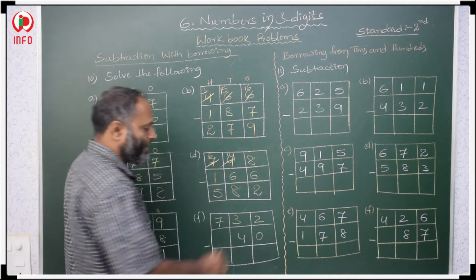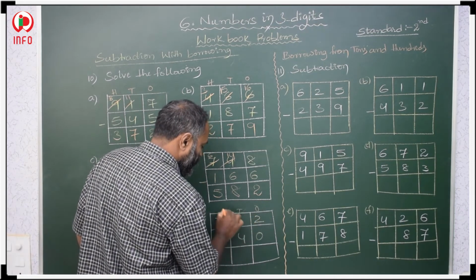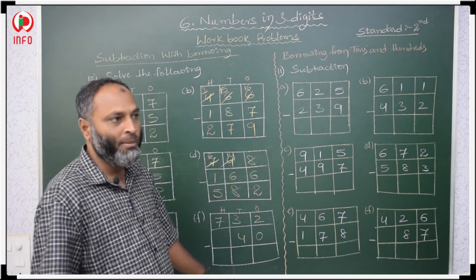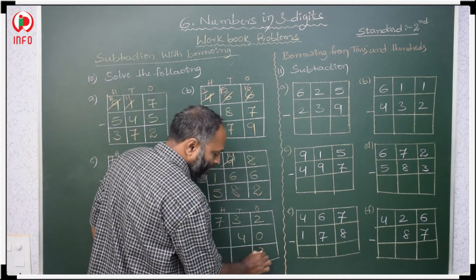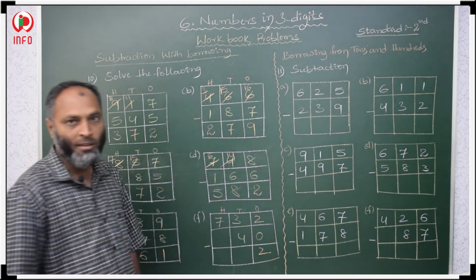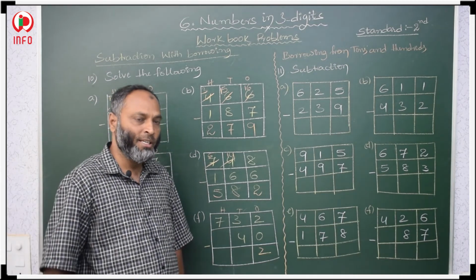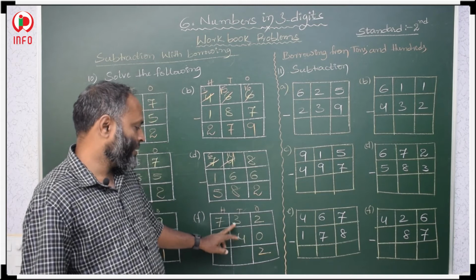661. Now, after that, this is 1's place, 10's place and 100's place. 2 minus 0, anything minus 0 is the same number itself, that is 2 only. Any number minus 0 is always the number itself. Then 3 minus 4, 3 is smaller.